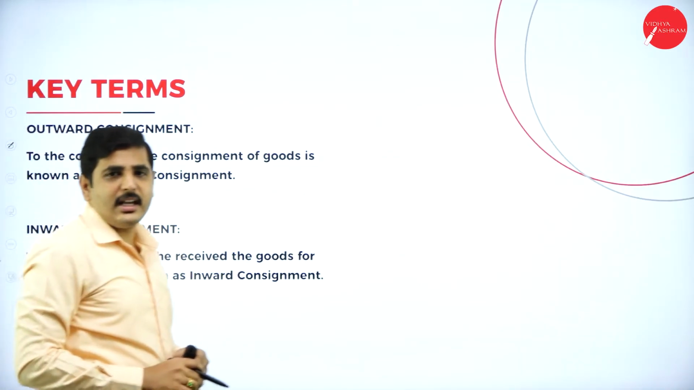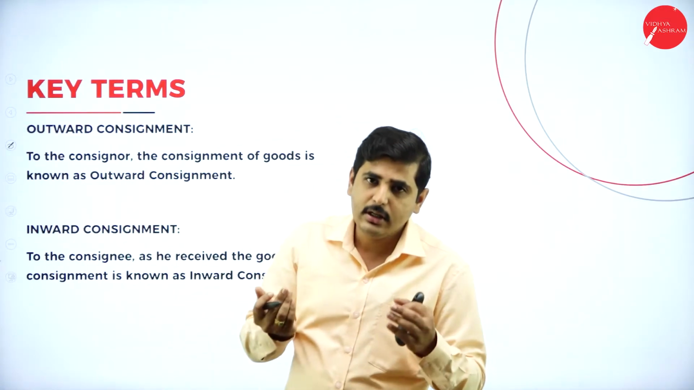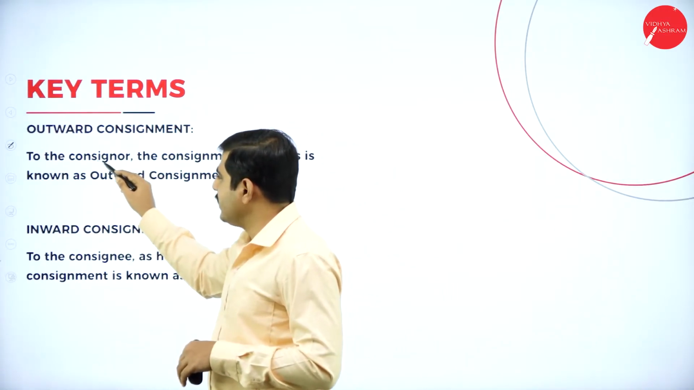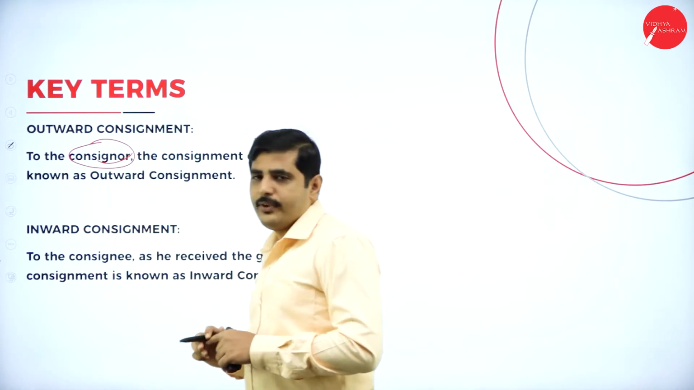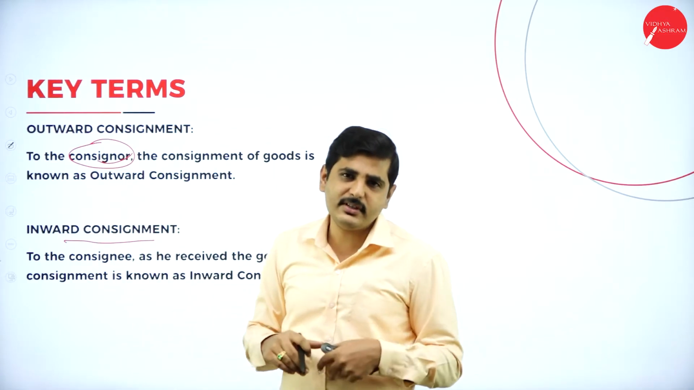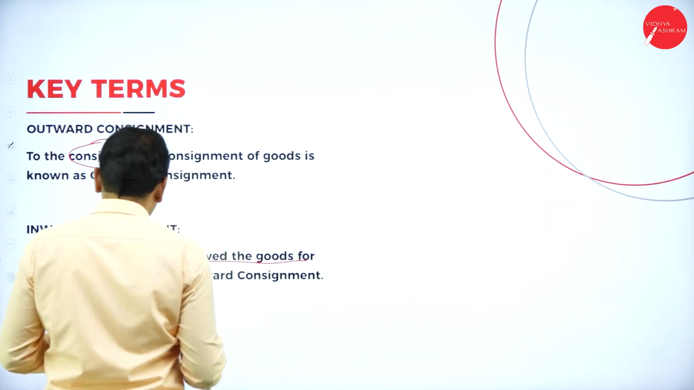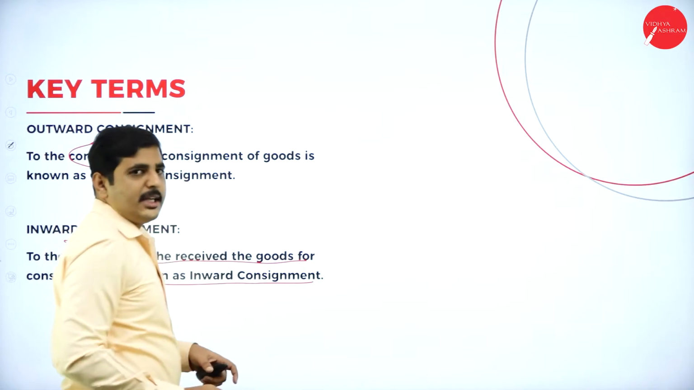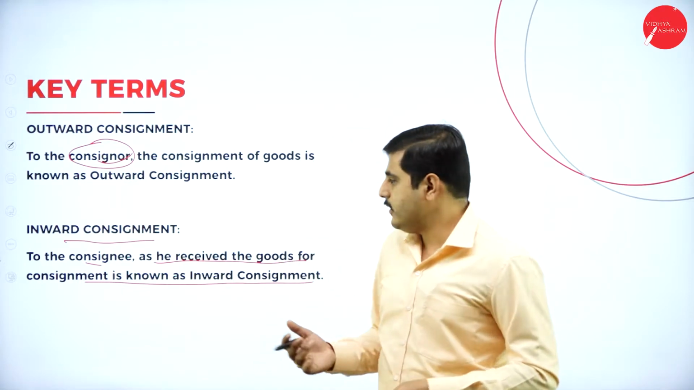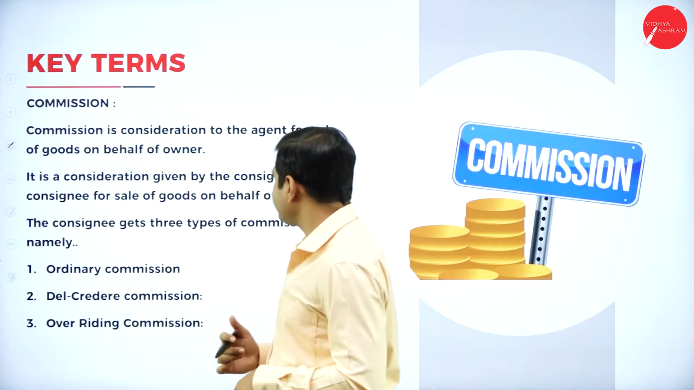What do you mean by outward consignment? See, in consignment, the consignor has to send the goods. The goods are going out to the consignee. So who is sending the goods? The consignor is sending the goods. For him it is an outward consignment. Inward consignment means for the consignee, goods are coming into the business. He receives the goods. This is known as inward consignment. Outward consignment means sending the goods. Who sends the goods? The consignor. Inward consignment means receiving the goods. Who receives the goods? The consignee will receive the goods.